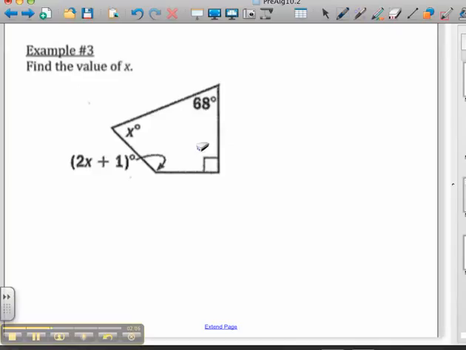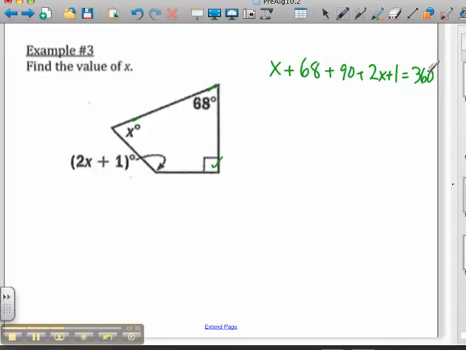Okay? I know that there are 4 angles in a quadrilateral. One of them is x. One of them is 68 degrees. One of them is 90 degrees. All right, so I've done those 3. And one of them is 2x plus 1. When I add them all together, what do I get, Armand? How many degrees? 360 degrees. What should I do first here?